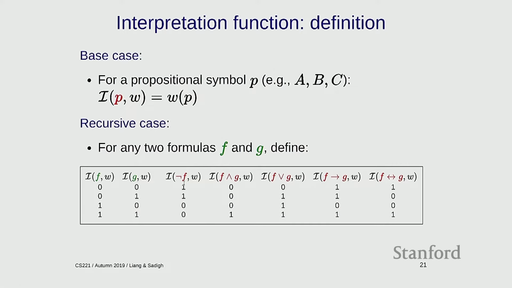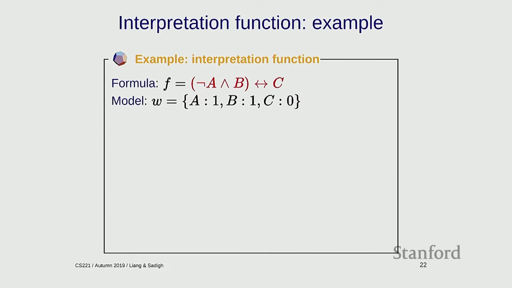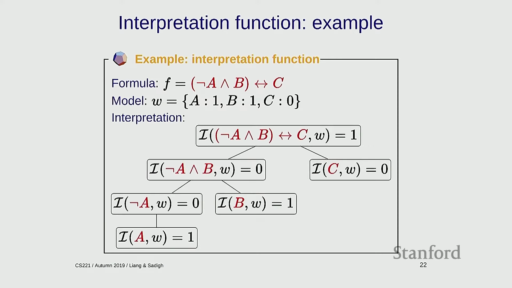Let me go through an example, and then I'll maybe take questions. So let's look at this formula, not A and B, bidirectional implication C, and this model, A is 1, B is 1, C is 0. How do I interpret this formula against this model?